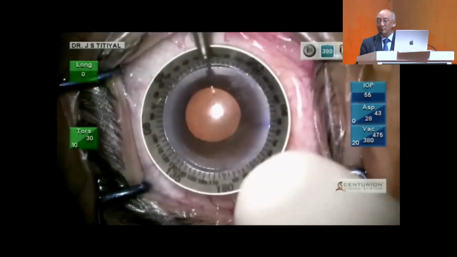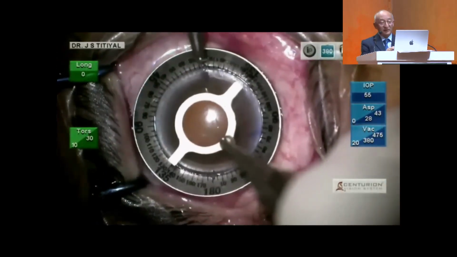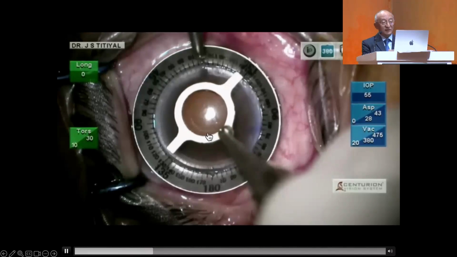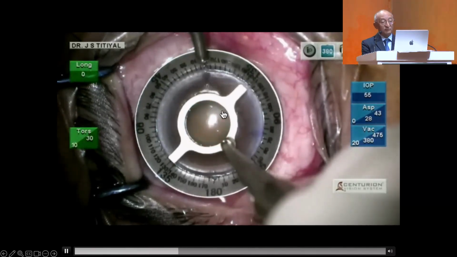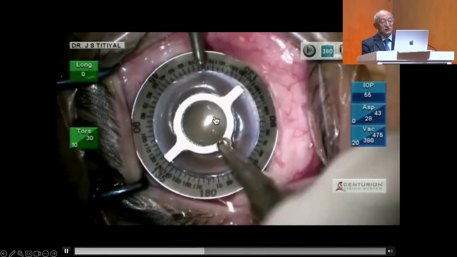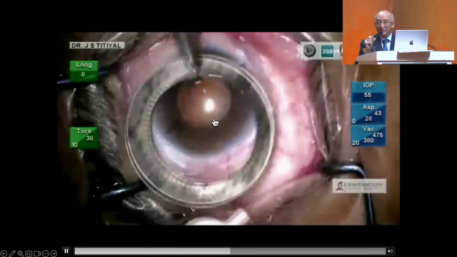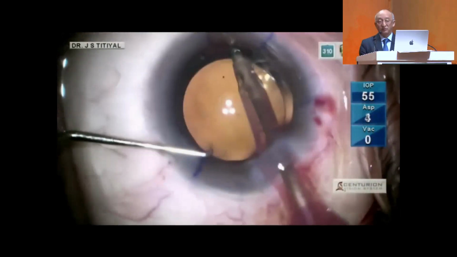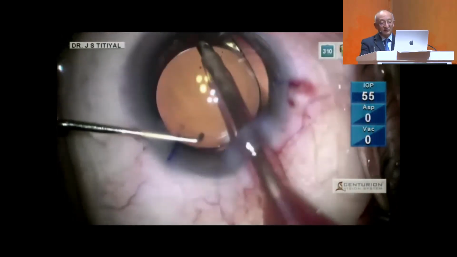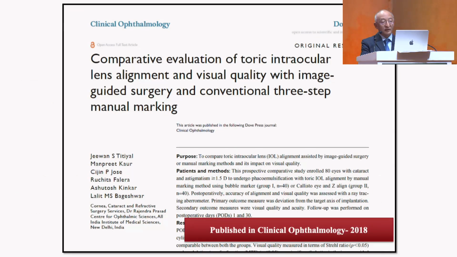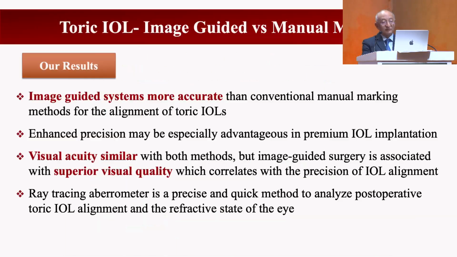I think that is a very important tip which people might miss. And if you have these three markings, 3, 9, 6 o'clock, the orientation is better. And if you have sharp markings, your lens placement axis will not deviate much. If you have fuzzy, hazy margins, things can be difficult also. But if you compare manual versus image-guided, image-guided seems to do better.